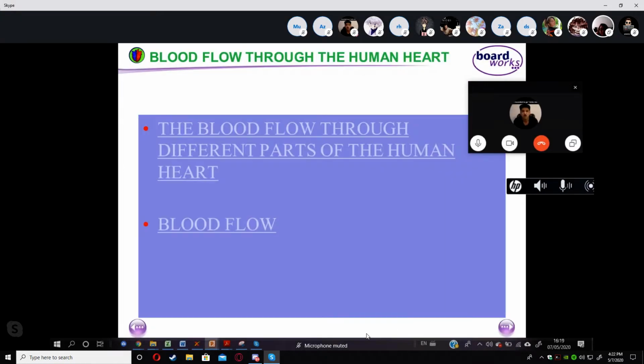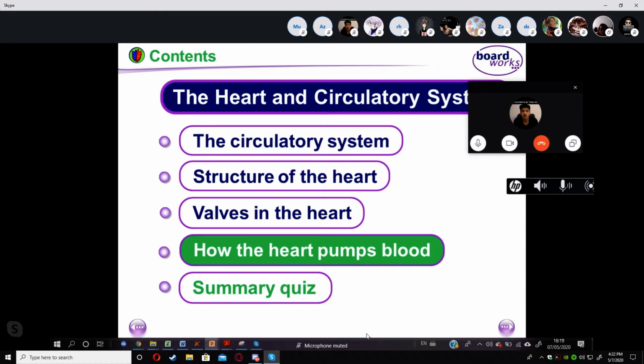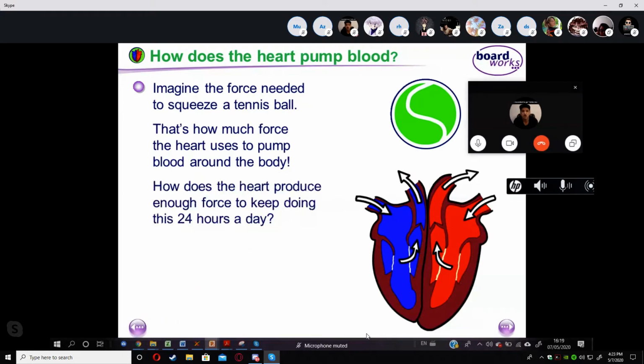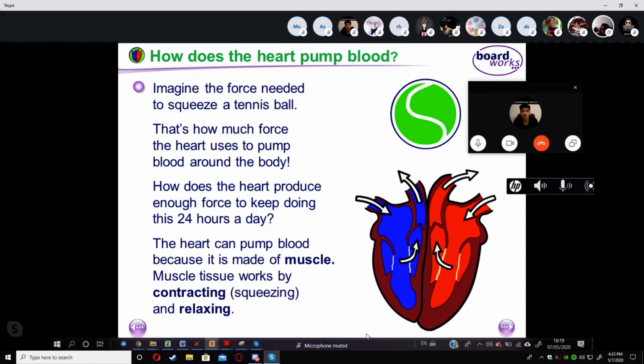So, you can go through this video later on, okay? Now, how the heart pumps blood is over here. Let's look at this. Imagine the force needed to squeeze a tennis ball, okay? That's how much force the heart uses to pump blood around the body 24 hours a day. But how does the heart produce enough force to keep doing this 24 hours a day?